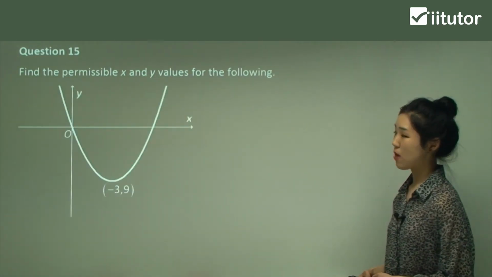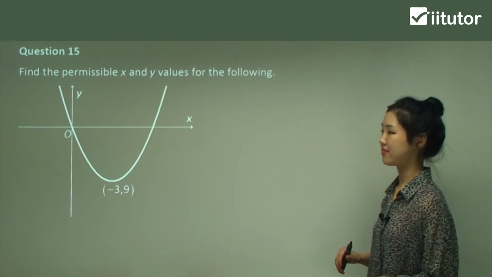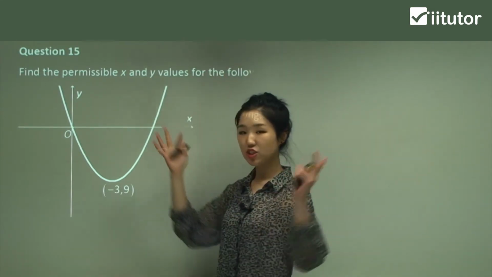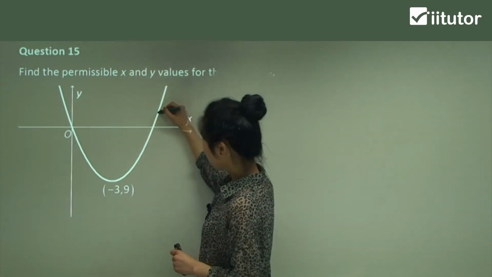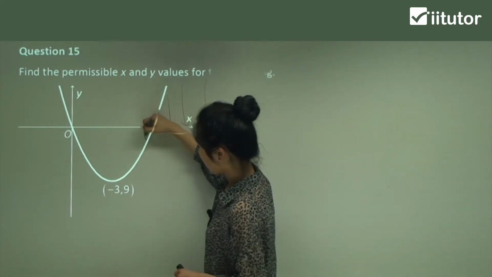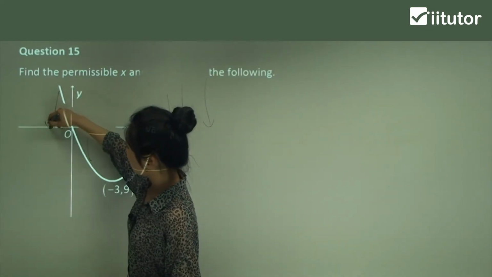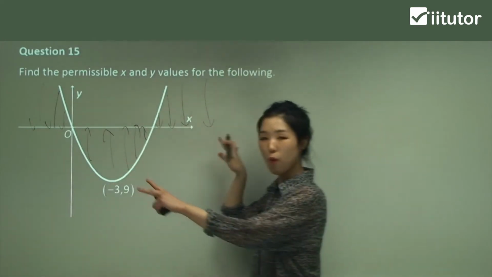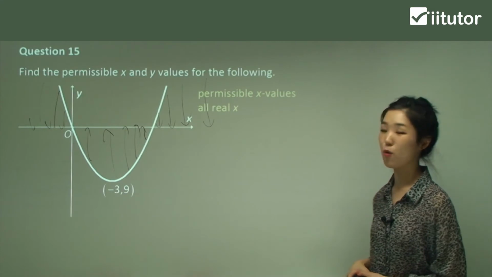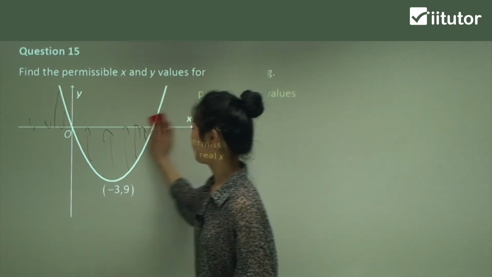Find the permissible x and y values for this graph. Okay, it's a parabola. So we'll start with our permissible x values. Guys, again, you should know that this graph just continues on and on like that. So it represents this x value forever, and all these x values, and the same on this side forever. So all values on the x-axis. Therefore the permissible x values are all real x. Okay, you should be understanding what I'm saying by now.